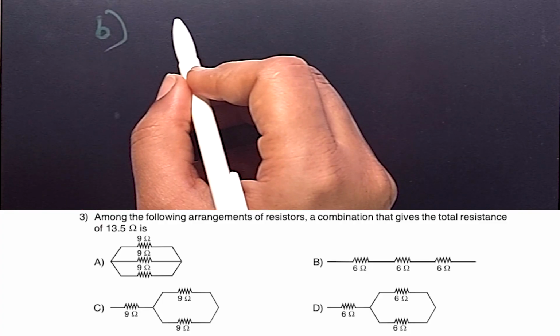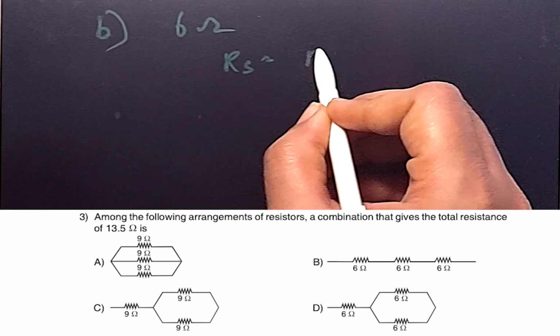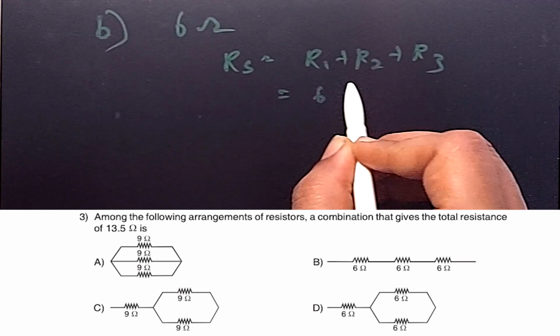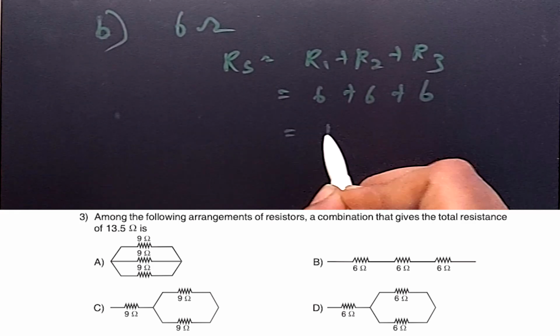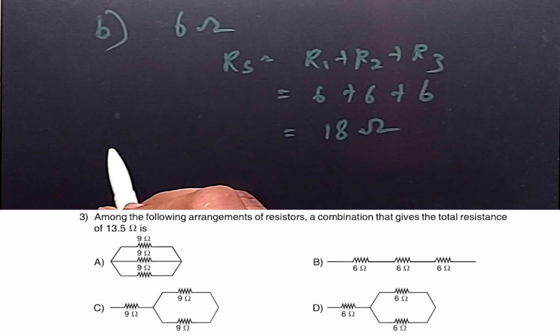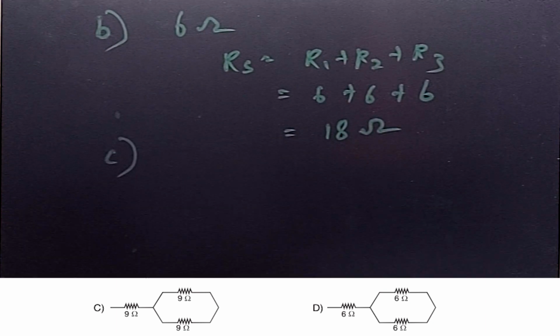Option B: R1, R2, R3 is 6 ohm. Each resistor's value is 6 ohm and all the three resistors are connected in series. So the formula is RS is equal to R1 plus R2 plus R3. 6 plus 6 plus 6, that is 18 ohms. So this is also not the correct answer. Let me check with option C.